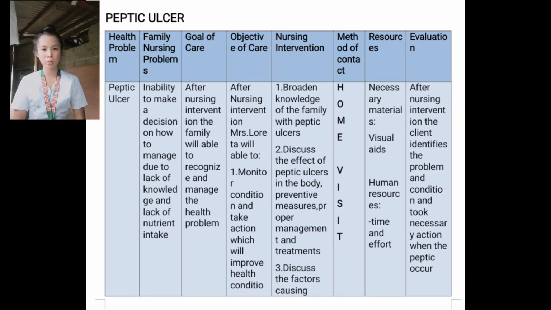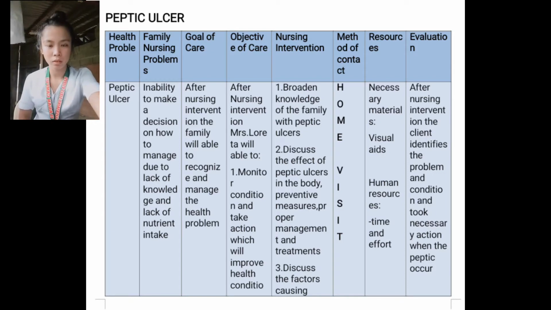So in this video, I'll be discussing the problems present in the family. There are three problems in the family: the peptic ulcer, the vision impairment, and lastly, the abdominal pain. First is the peptic ulcer. Health problem is the peptic ulcer.